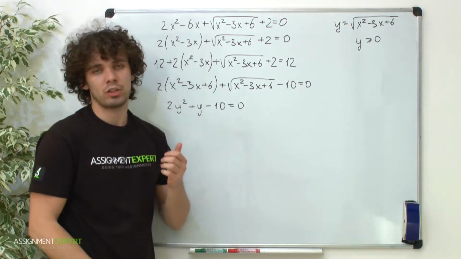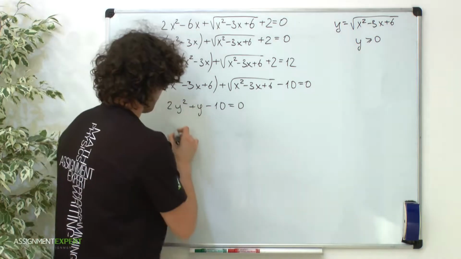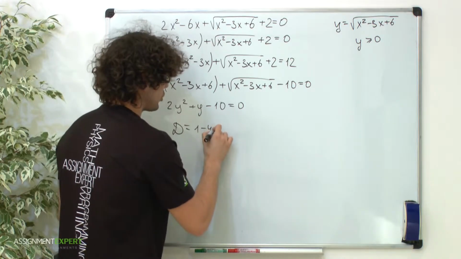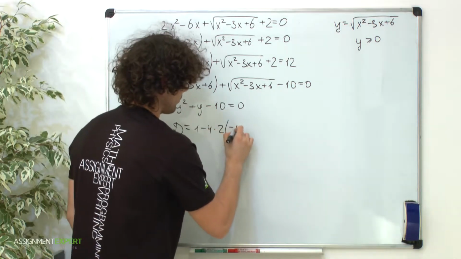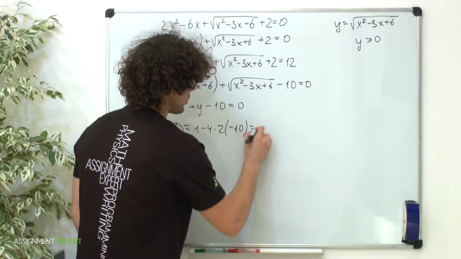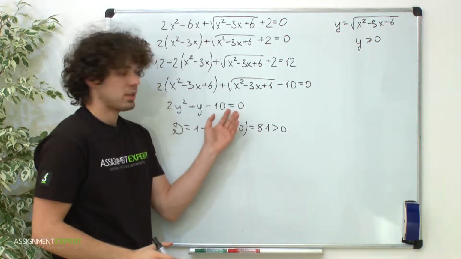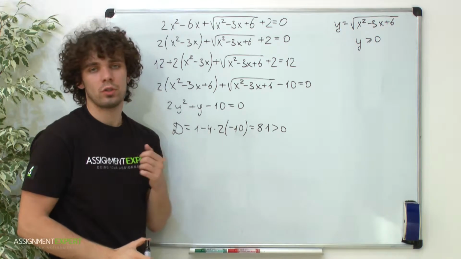So we have a simple quadratic equation. Discriminant in this case equals 1 minus 4 times 2 times negative 10, and equals 81, which is greater than 0. This means that this quadratic equation has two different real roots.